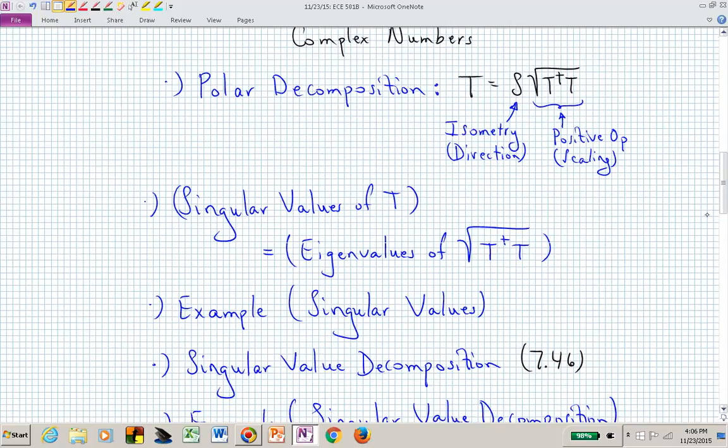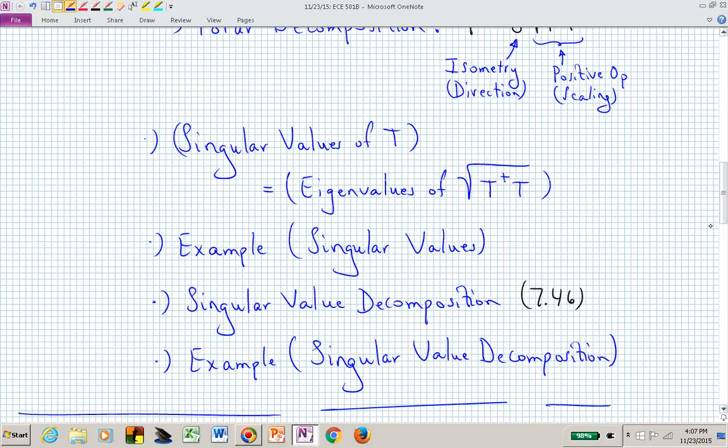That leads us naturally into thinking about some ways of measuring this scaling amount, and that's singular values. The singular values of T are different from the eigenvalues of T, obviously, since the singular values of T are the eigenvalues of this normal operator, the square root of T dagger T. Once we have singular values, we can then introduce another decomposition of a matrix, which is singular value decomposition.